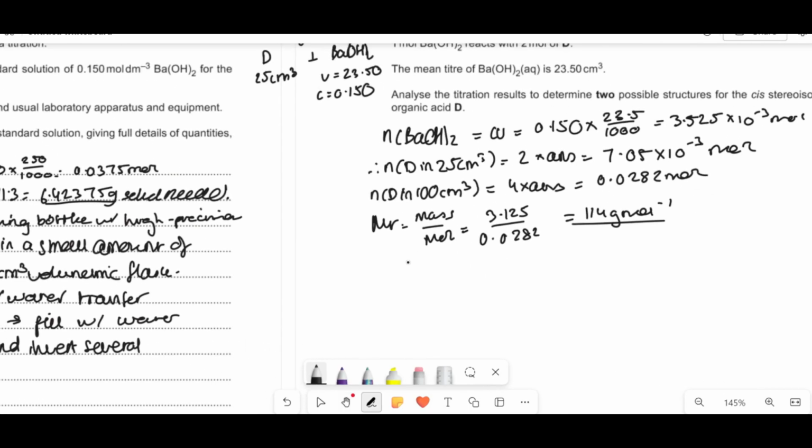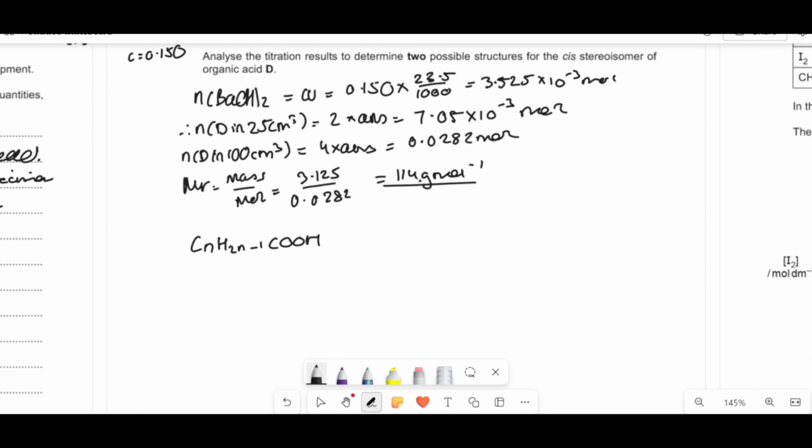CnH2n minus 1 COOH. So if I just take out the COOH bit, then the CnH2n minus 1 bit has to have an Mr equal to 114 minus 12 minus 16 minus 16 minus 1. If we do that, we get 69, right?